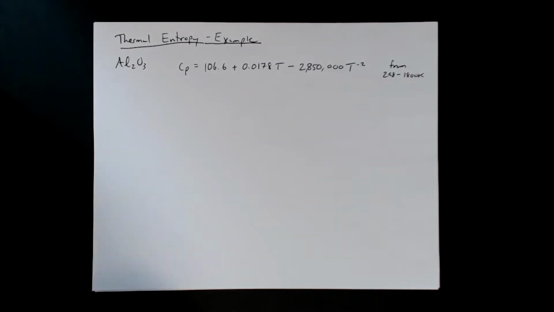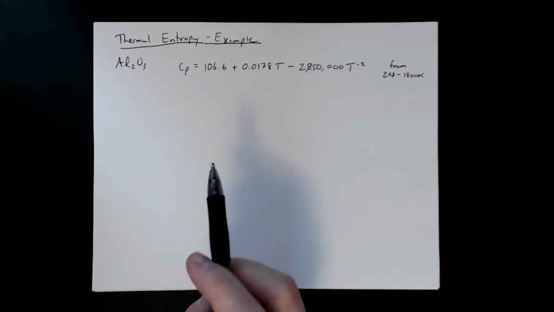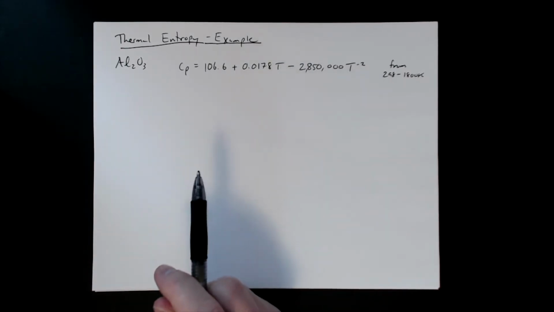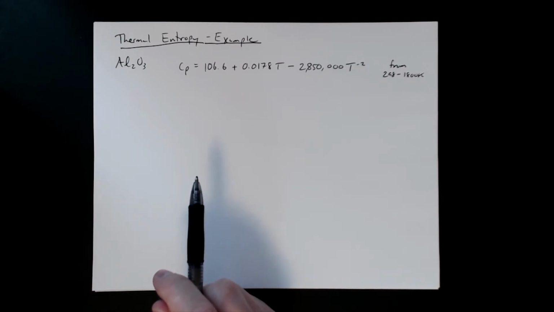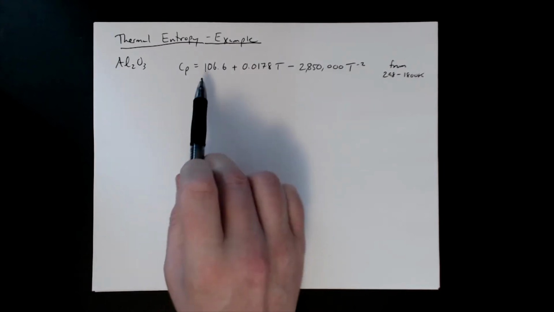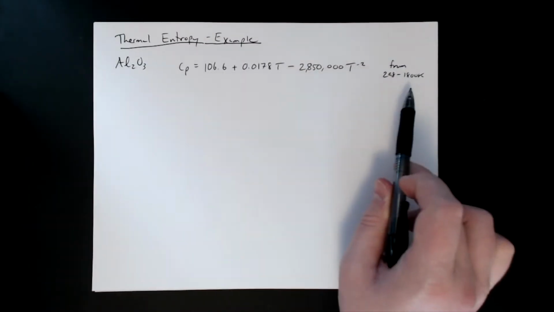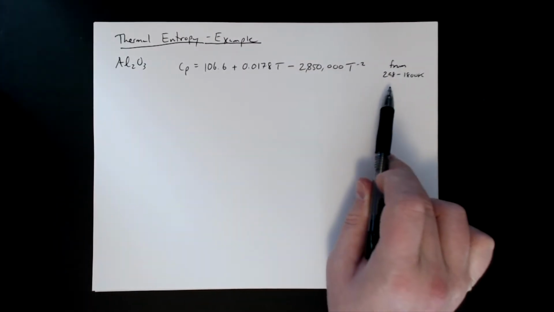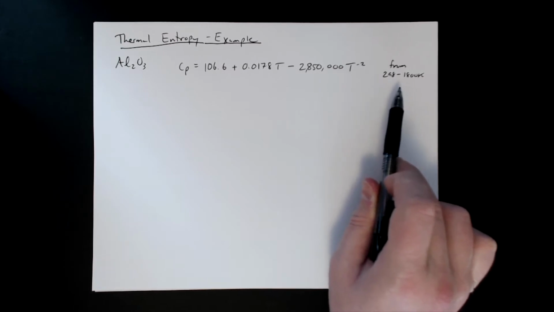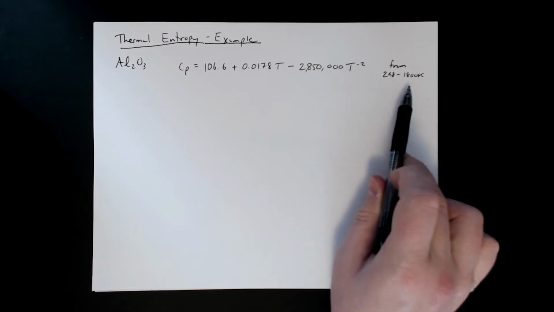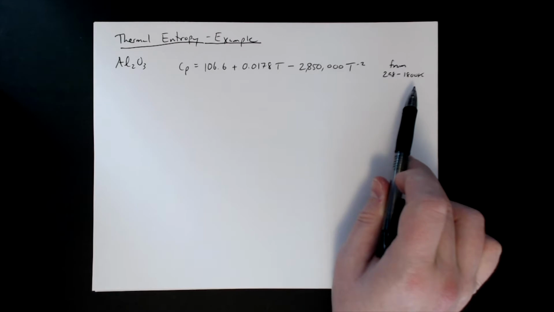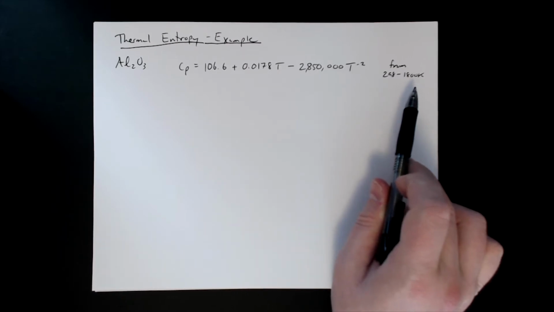All right, so let's go ahead and start taking a look at this thermal entropy calculation. We're trying to get the thermal entropy of Al2O3 at 900K. We're given the heat capacity, so I've reprinted it here. And again, always note the range in which it's useful for, so 298 to 1800K. And so we want to go through and make this calculation.